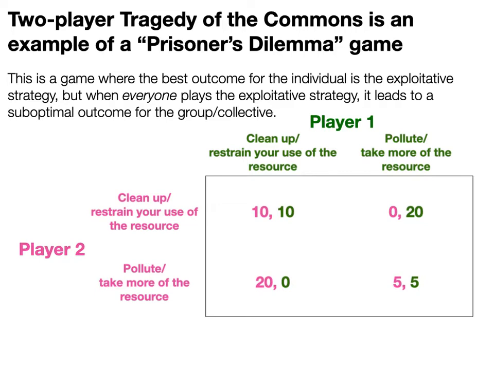And we've seen examples of prisoner's dilemma games before, when we first learned game theory and when we covered hawk-dove games. These prisoner's dilemma games are games where the best outcome for the individual is the exploitative strategy. It's where there's an ESS for exploitation. But if everyone in the population plays exploitation, it leads to a suboptimal outcome for the group or the collective.